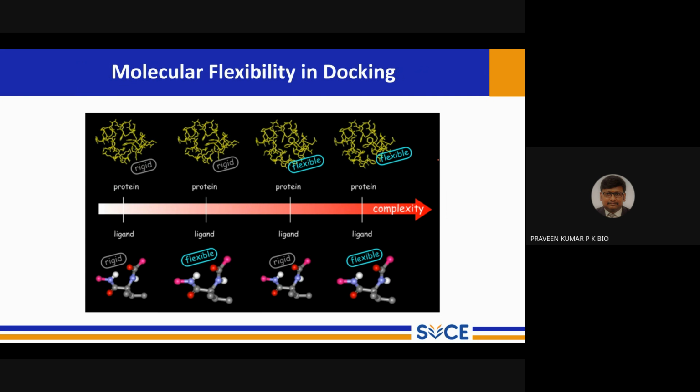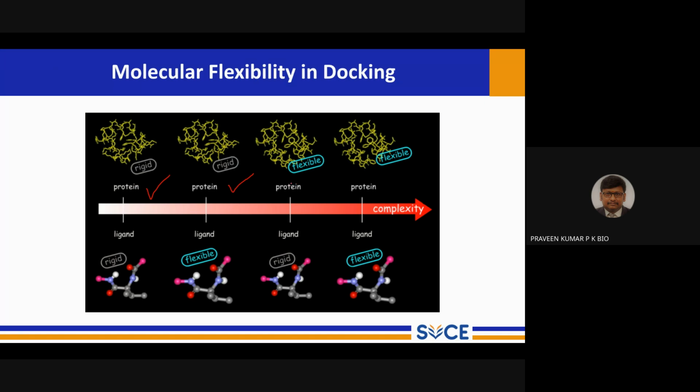If you see the types of docking, one type of docking is not possible. If you check with rigid ligand, rigid protein, this docking is possible. Flexible ligand, rigid protein, this docking is also possible. Rigid ligand, flexible protein, which is not possible. One type of docking is not possible in the softwares.